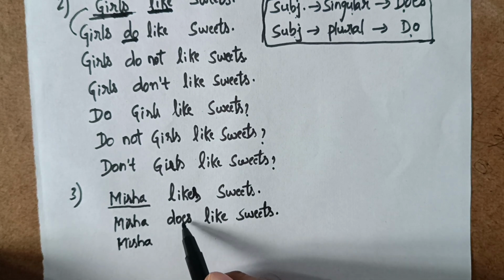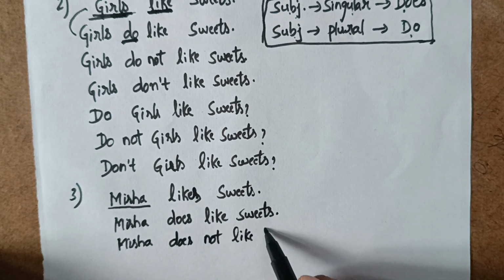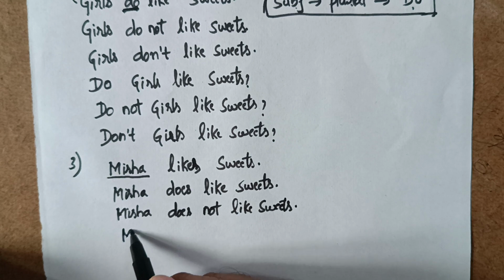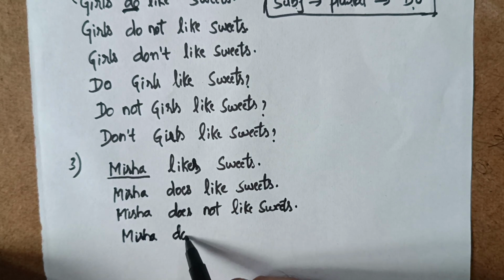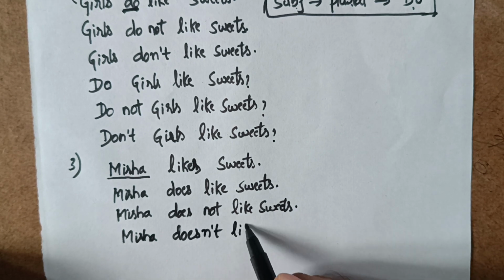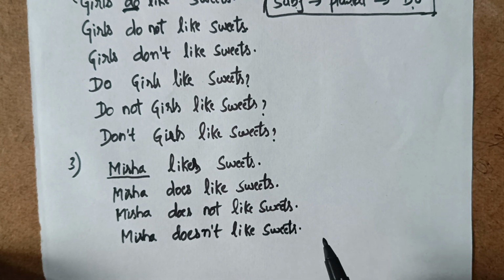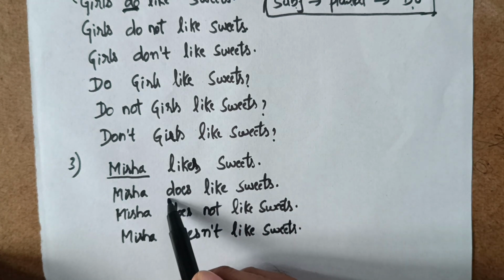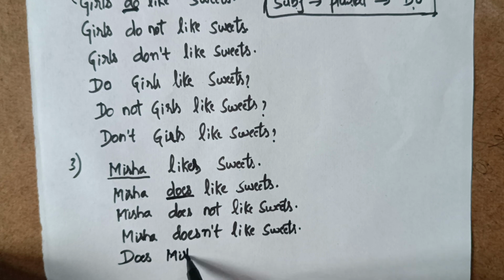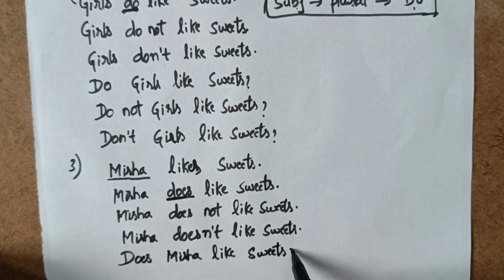Now convert into negative: Misha does not like sweets. Try to convert into short form: Misha doesn't like sweets. Now try to convert into question format. We need to take the help of does. Does Misha like sweets?